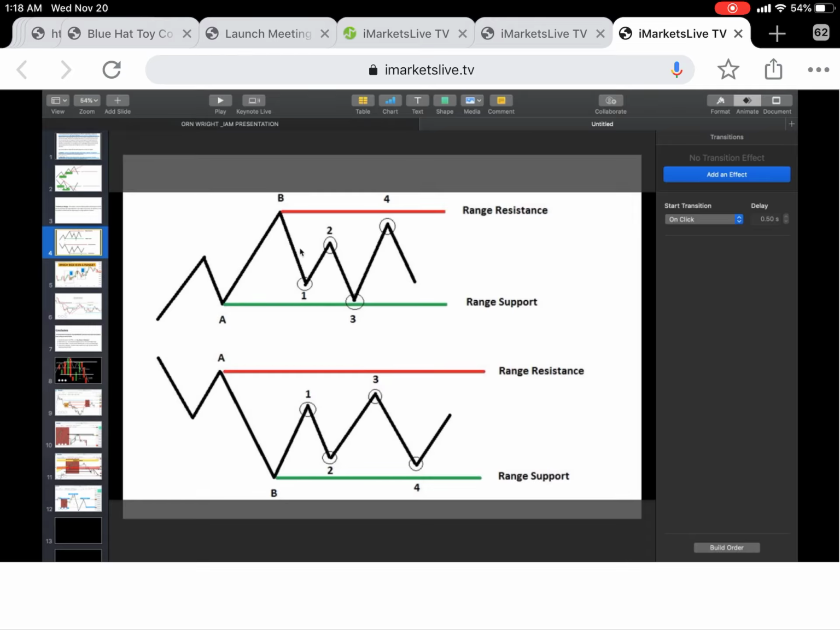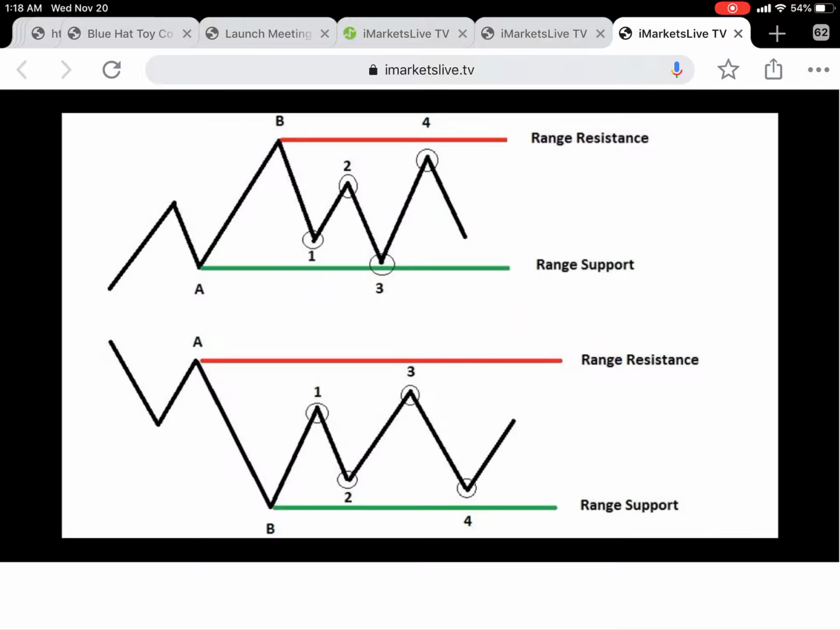So now, we're stuck in the range. And then at number 3, the market bounces up to number 4. We're stuck in that range until we broke out. Same thing with the lower range, from A to B. Notice how the market is stuck in the range. Okay? Perfect. Good stuff.